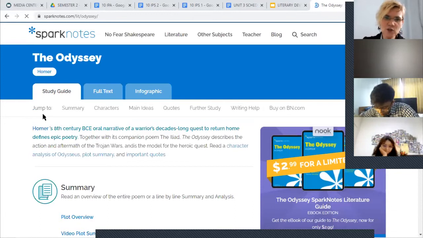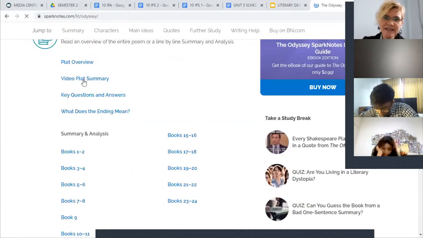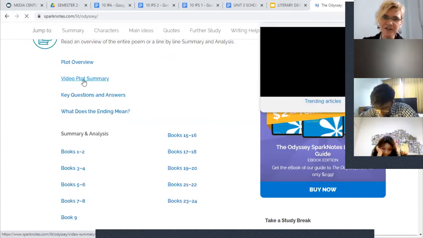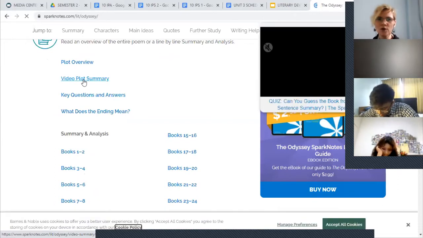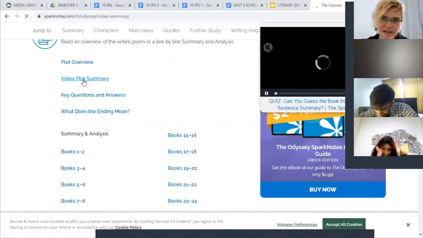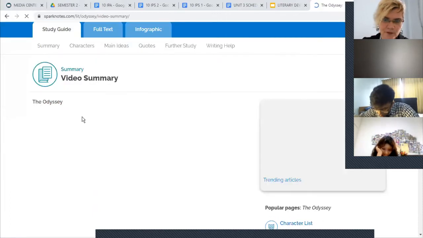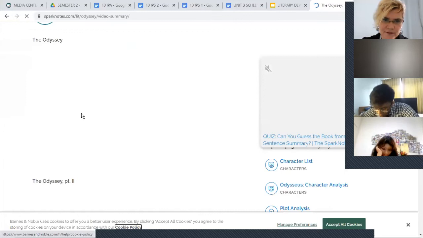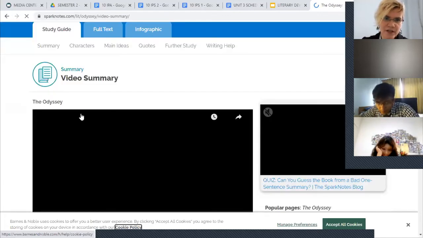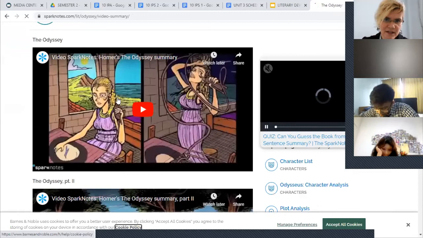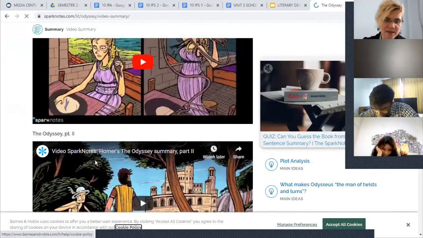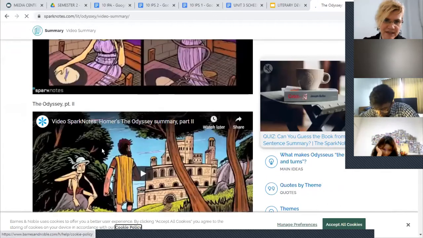The study guide is real cool because it gives you a plot summary overview. Here you have the plot summary for the videos, so you could go over those to see what it is that they basically have. We looked at the first one, this is what we watched just now, but you also have the Odyssey Part 2, which we will watch later on, or you can watch it on your own.